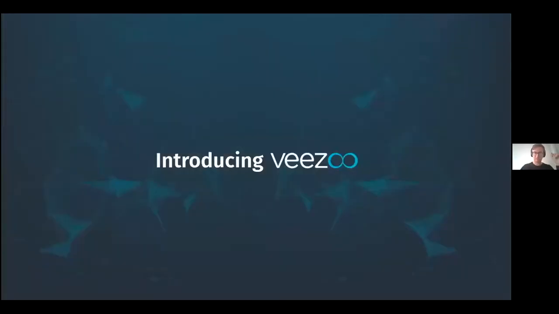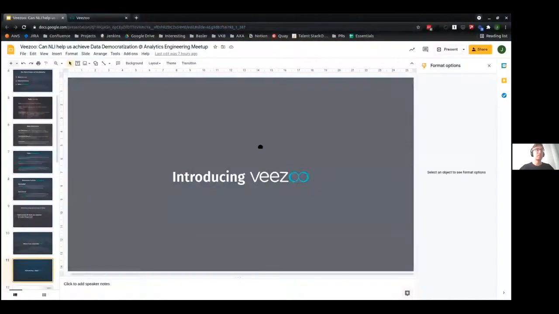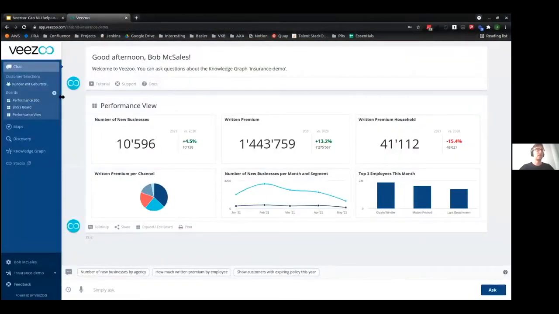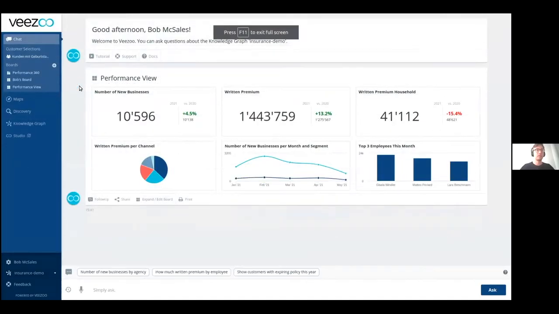And that's how we came up with Veezoo. So now I'm going to show you a demo of Veezoo, and so we can explore together some data.